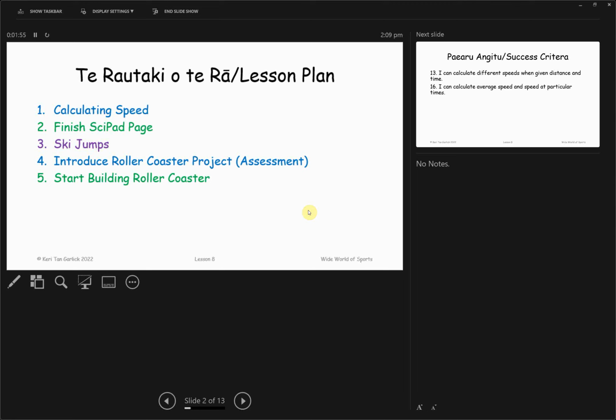But to be able to understand that roller coaster, we're going to also talk about ski jumps, so we can tie it into those sports, and we can also understand how to design a good roller coaster.